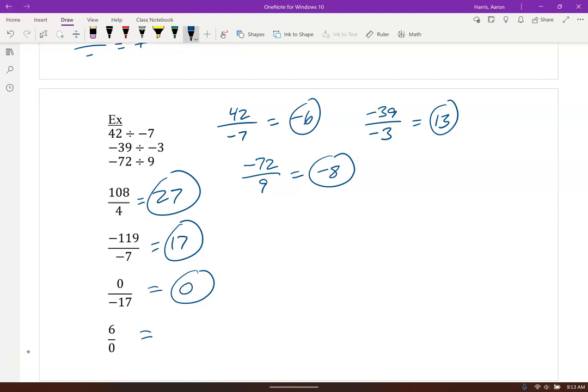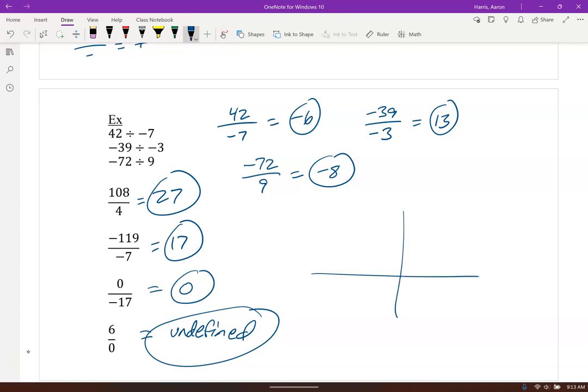How about 6 divided by 0? 6 divided by 0. Can't do this. This is undefined. All right, can't divide by 0. If you want a better explanation, go ahead and take calculus. But if you want to, pre-calc will even give you a decent one.